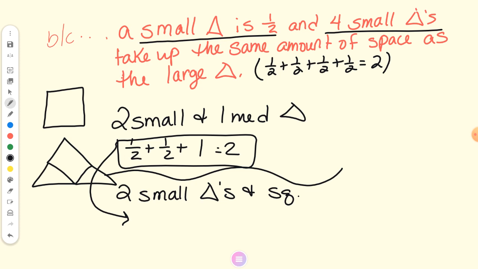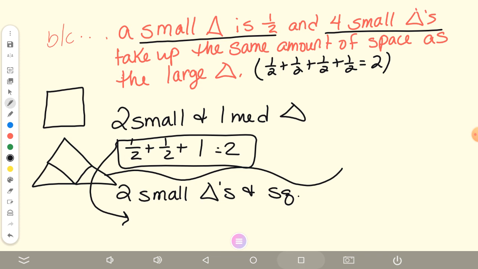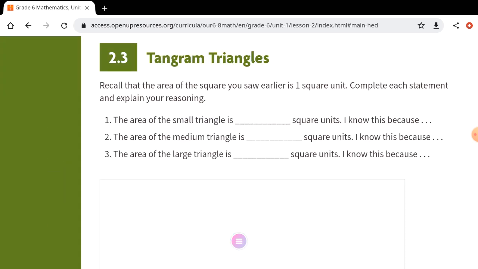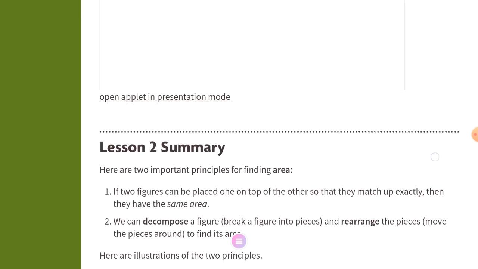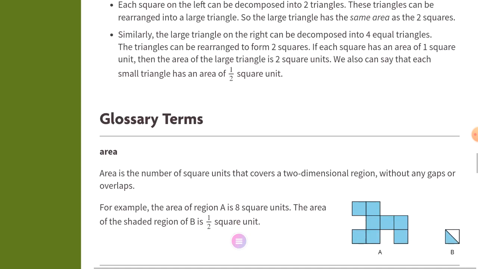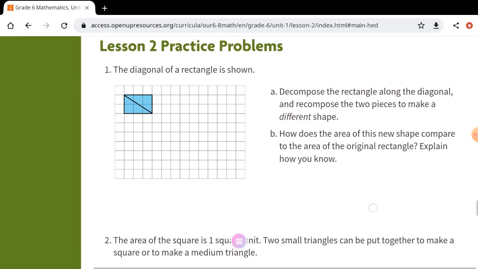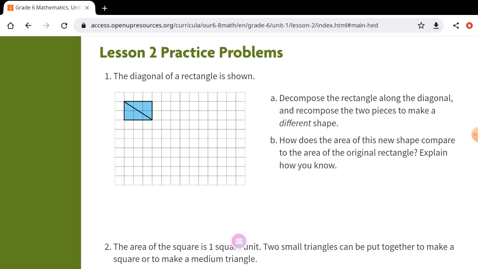You didn't have to do number 1 for homework, but we're going to do it together right now. So to the practice problem. I believe we are on page 19. There's a problem up at the top that I didn't give you for homework last night, but we're going to do it together right now. Number 1. Lesson 2 practice problems. The diagonal of a rectangle is shown.